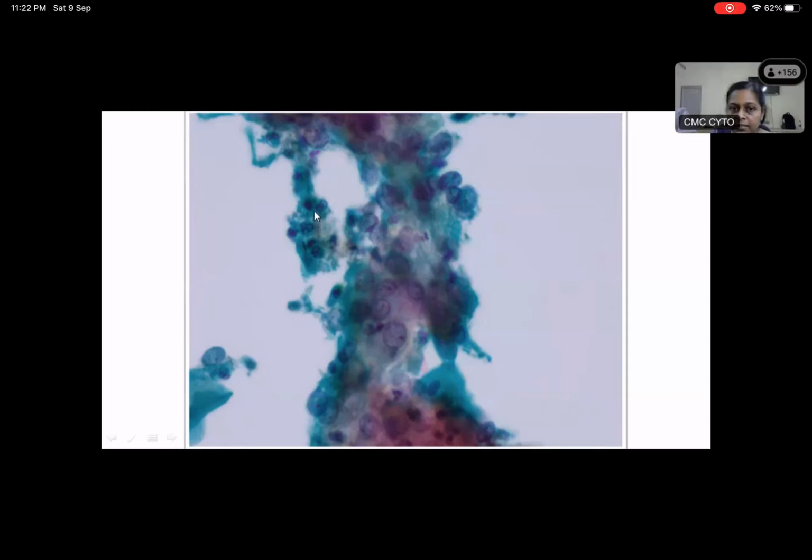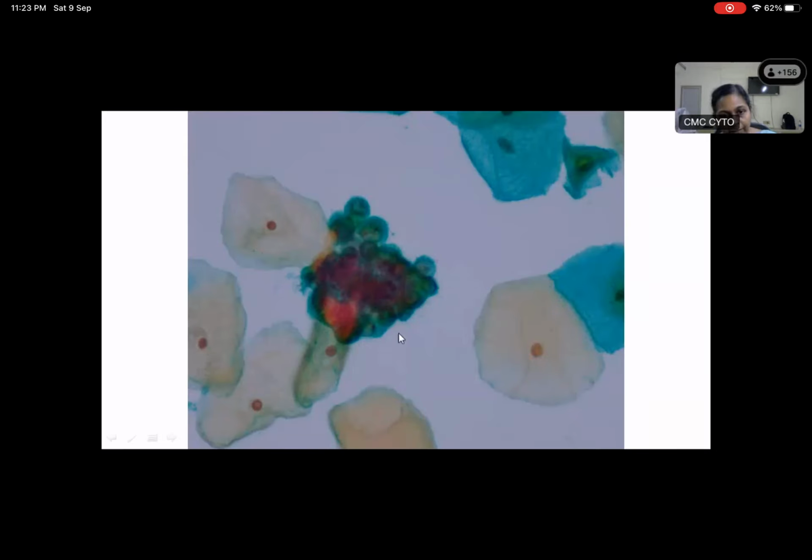And what are these cells which are admixed with these endocervical cells? Polymorphs, no? Okay, that's right. So what do you want to call this sheet? Reactive endocervical cells. Very good. So you're seeing reactive endocervical epithelium also. Now come to this one. Compare that and this.